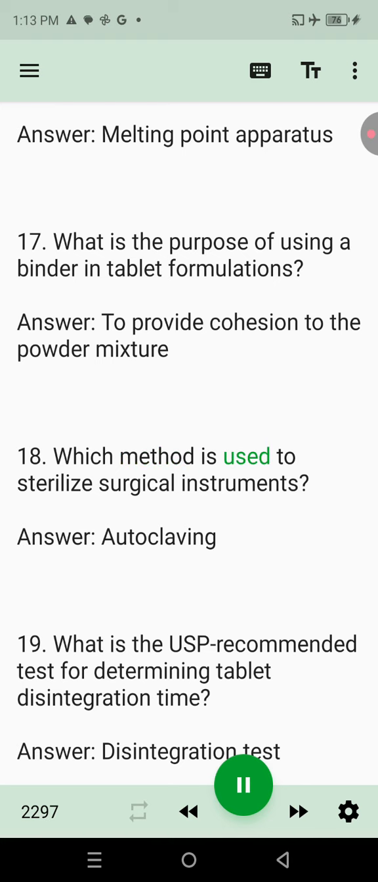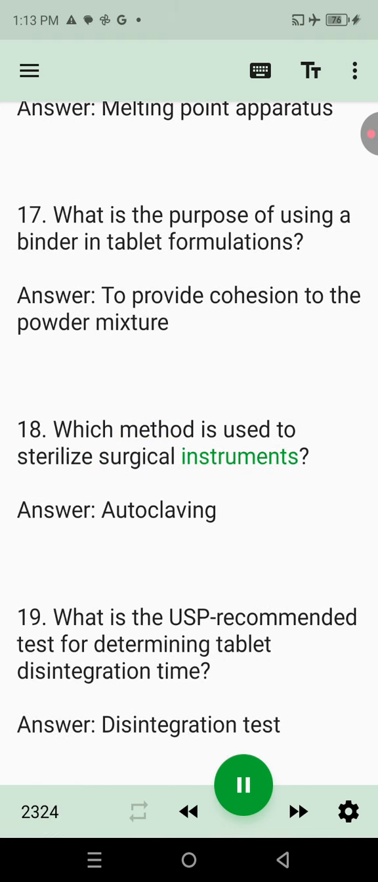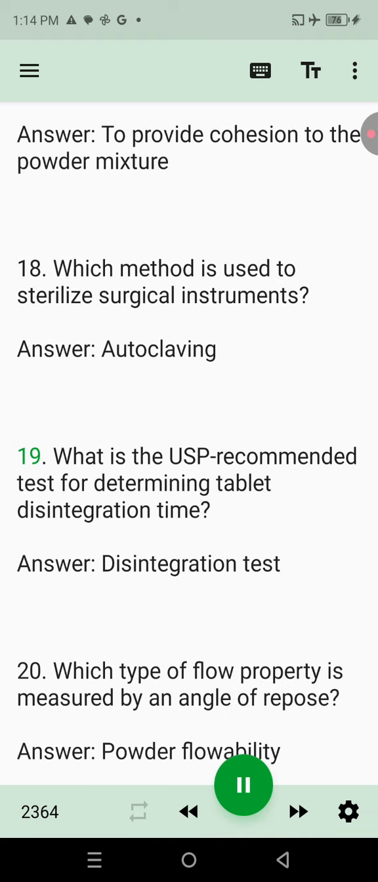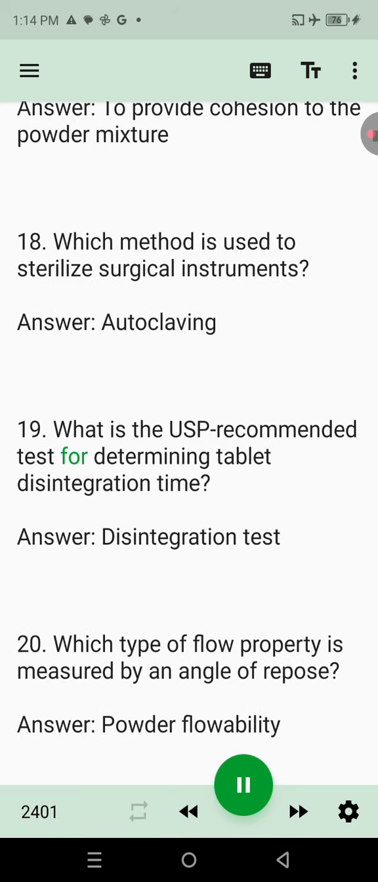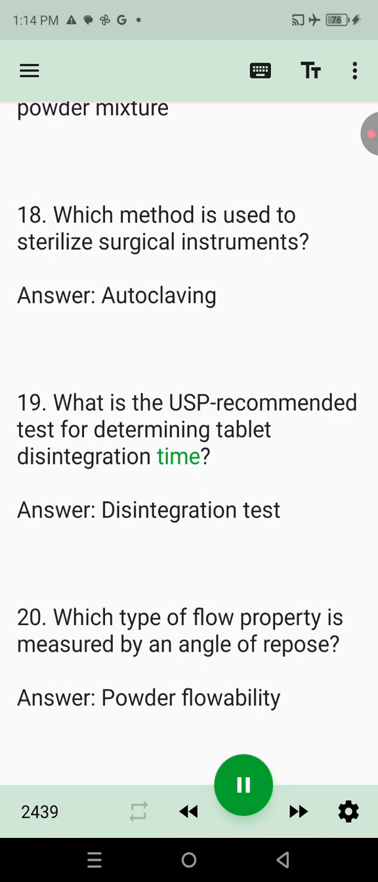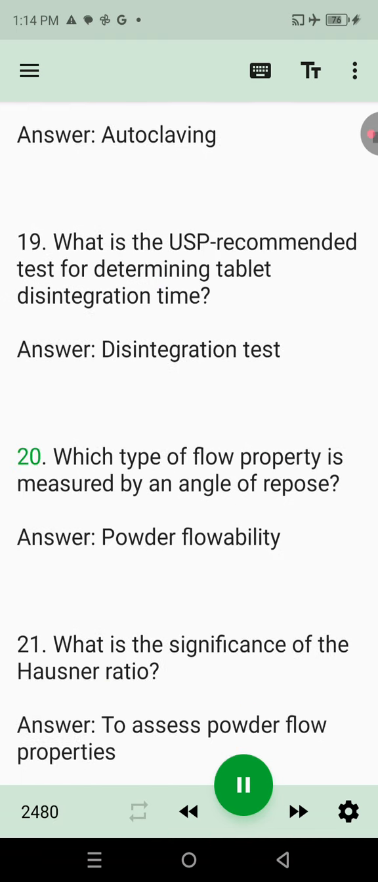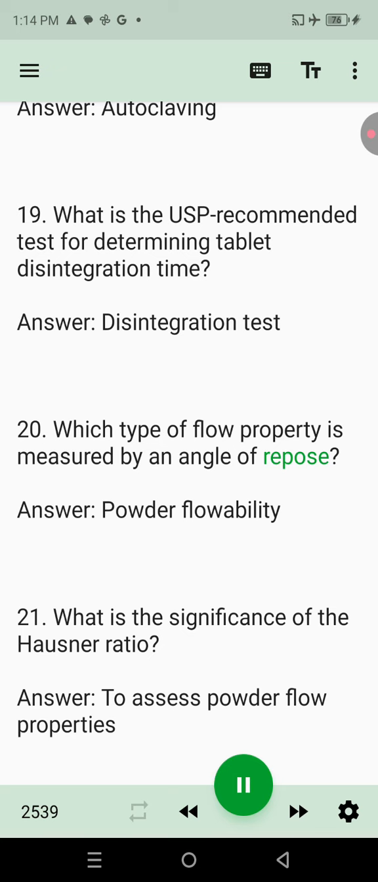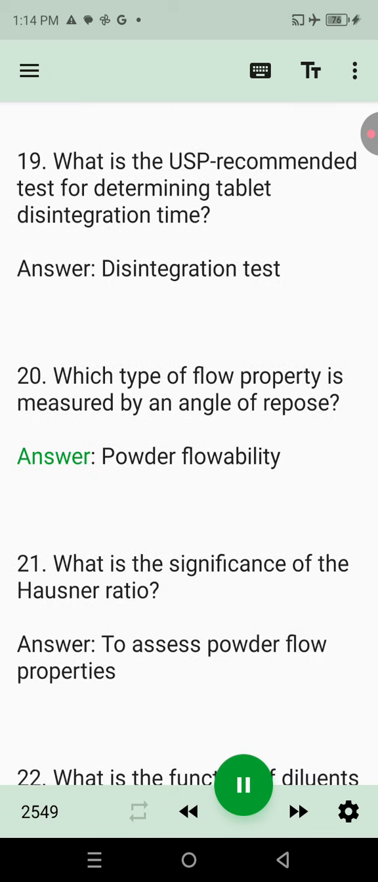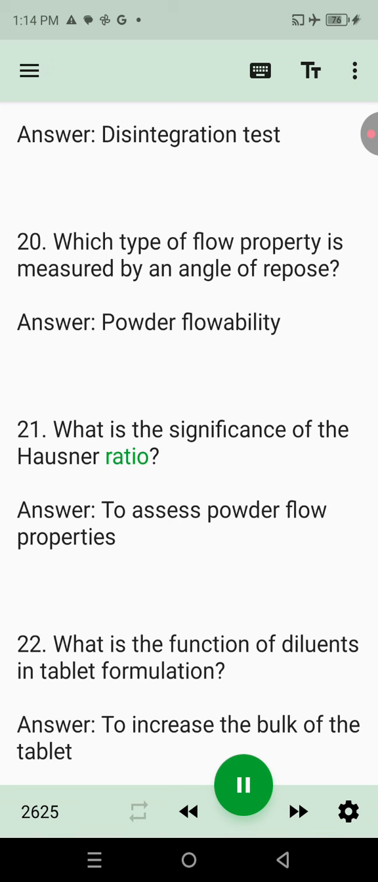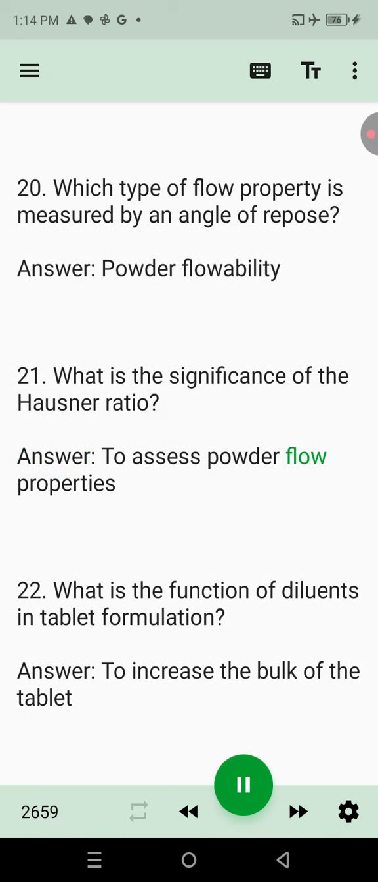18. Which method is used to sterilize surgical instruments? Answer: autoclaving. 19. What is the USP recommended test for determining tablet disintegration time? Answer: disintegration test. 20. Which type of flow property is measured by an angle of repose? Answer: powder flowability. 21. What is the significance of the Hausner ratio? Answer: to assess powder flow properties.